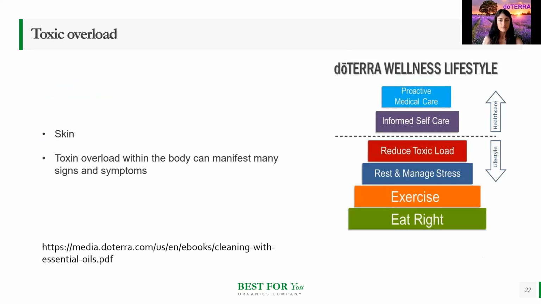Okay. So basically, when you have toxic overload, it does manifest through your skin, and through many signs and symptoms that come out in your body. Your health and your wellness will be compromised. Again, I always refer to the doTERRA Wellness Lifestyle Pyramid, because these are absolutely our foundation of healthy living, which is to eat right first.